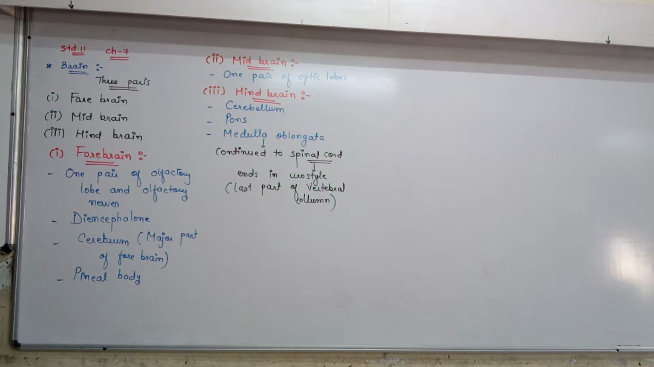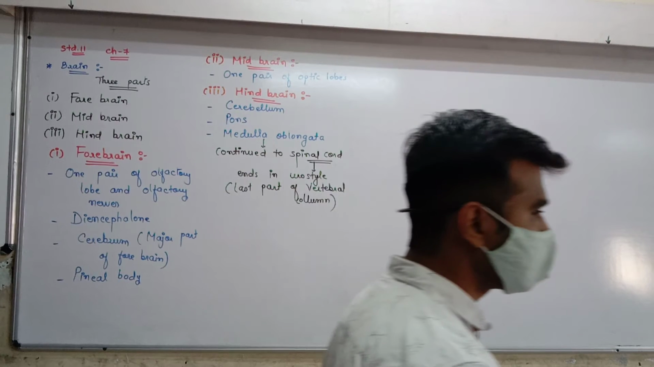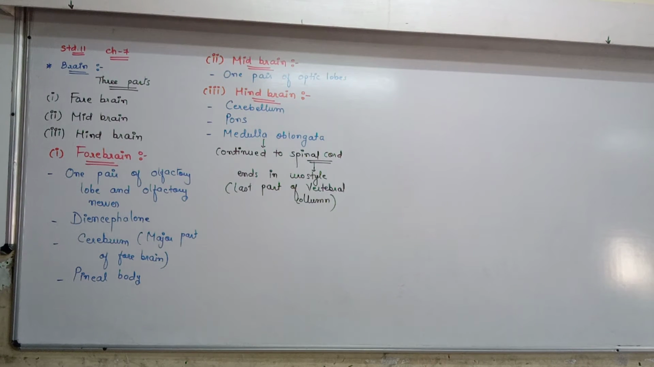The brain has three parts: forebrain, midbrain, and hindbrain. The forebrain is the major part of the brain, and in the forebrain different parts are there. The major portion of the forebrain is known as the cerebrum. The cerebrum consists of all the voluntary activity centers of the body. So voluntary activities are controlled by the cerebrum.